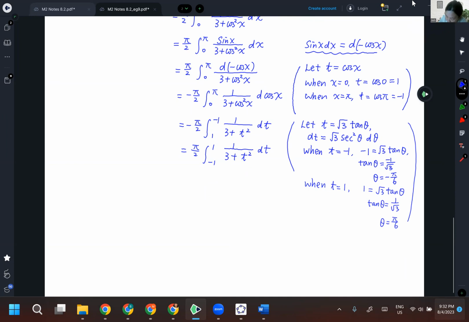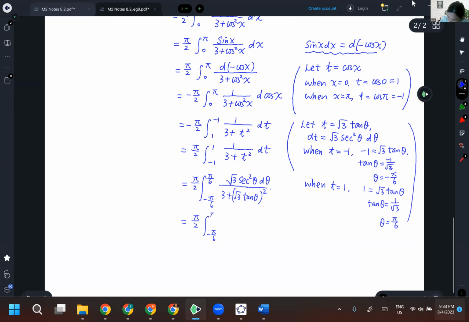So this is my next one. So this change of variable, π/2 from -1, that's -30 degrees, to +30 degrees. And then this is 1 divided by 3 plus t, that's √3 tangent theta whole squared. And dt is changed to √3 secant square theta d theta. And this will equal π/2 from -30 degrees to +30 degrees, √3 secant theta square d theta divided by 3, 1 plus tangent square theta.